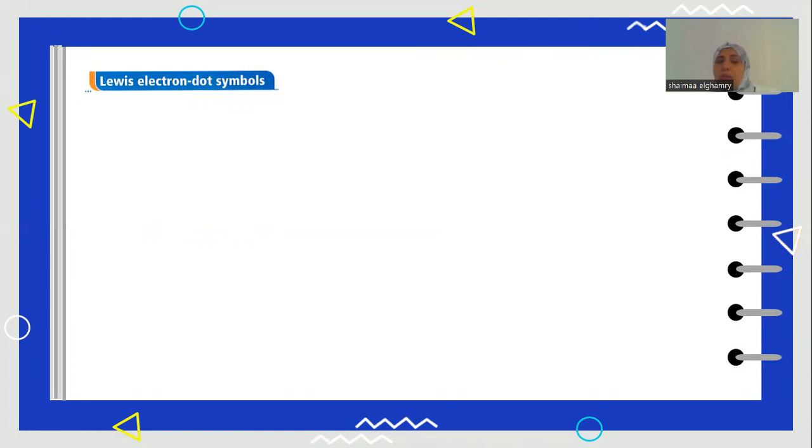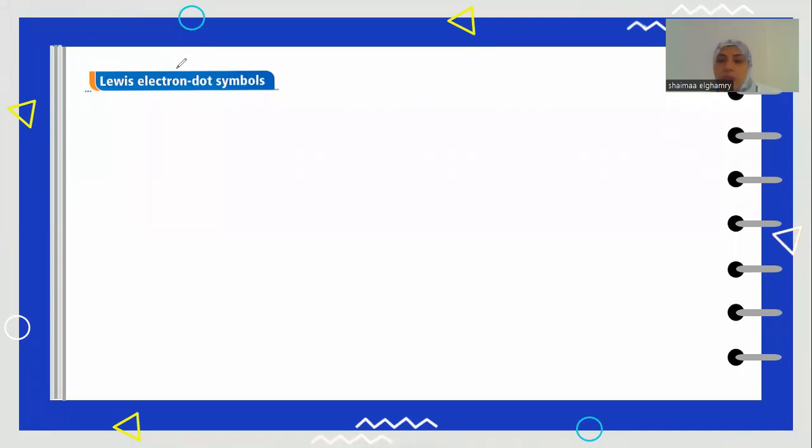Lewis electron dot symbol. The scientist Lewis put his structure to represent the element. Lewis said that we are going to use the valence electrons to draw the elements or to express the different atoms of the elements.